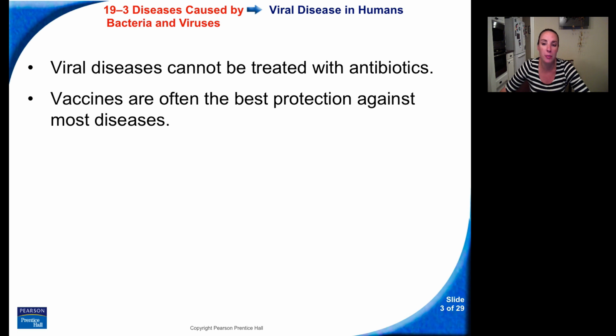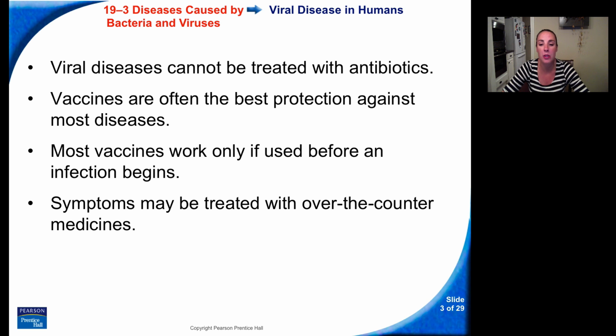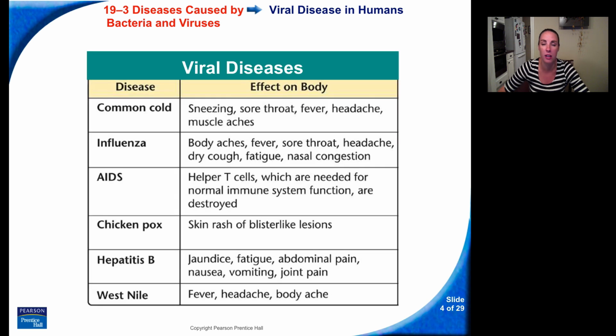Vaccines are often the best protection against most viral diseases. Most vaccines work only if used before infection begins, not afterwards. Symptoms may be treated with over-the-counter medicines just to treat symptoms. This does not get rid of the actual virus itself. Your body has to get rid of the virus.